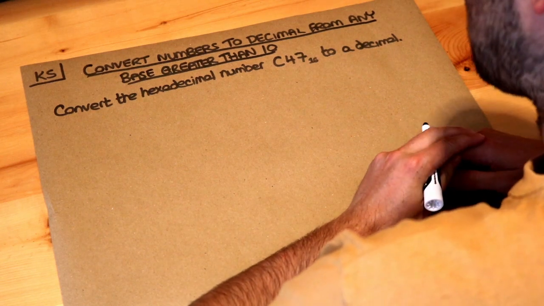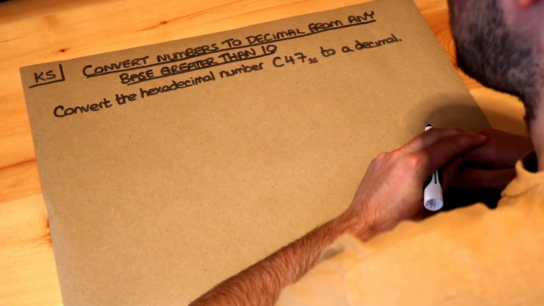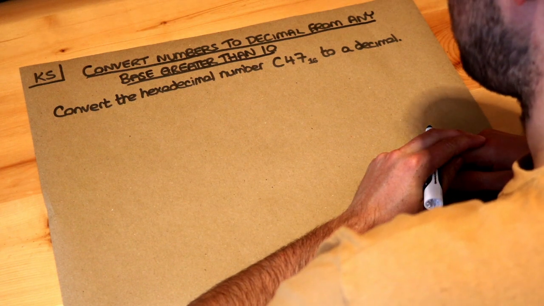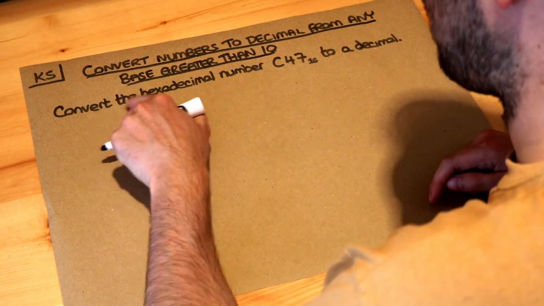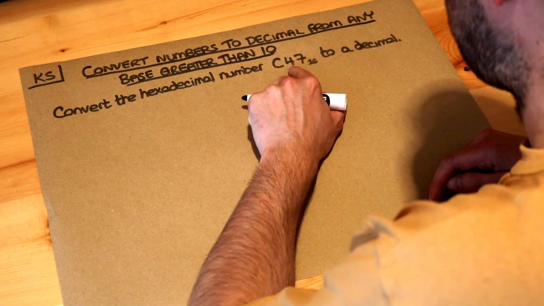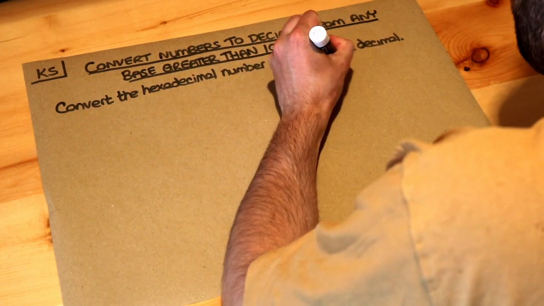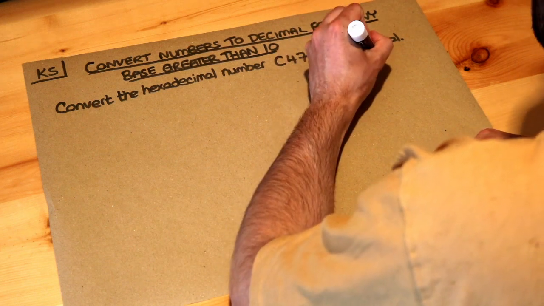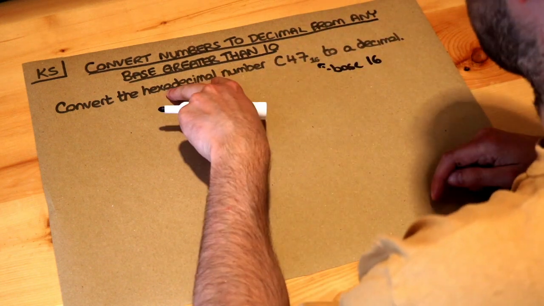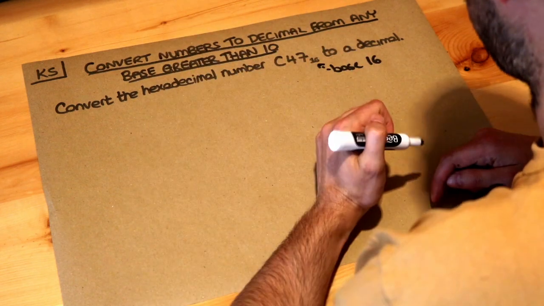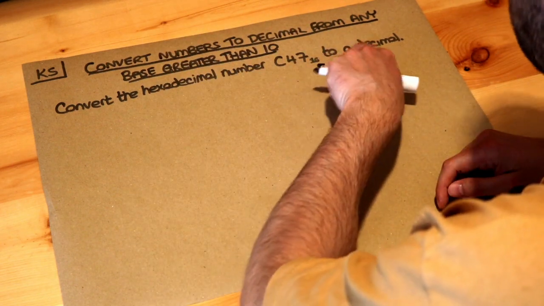video on converting numbers to decimal from any base greater than 10. And the question is, we want to convert the hexadecimal number C47, and this little 16 means the base of the number, so it's base 16, which is also known as hexadecimal. So hexadecimal means base 16. I'll remind you what base means in a second, and we're going to convert that to a decimal.